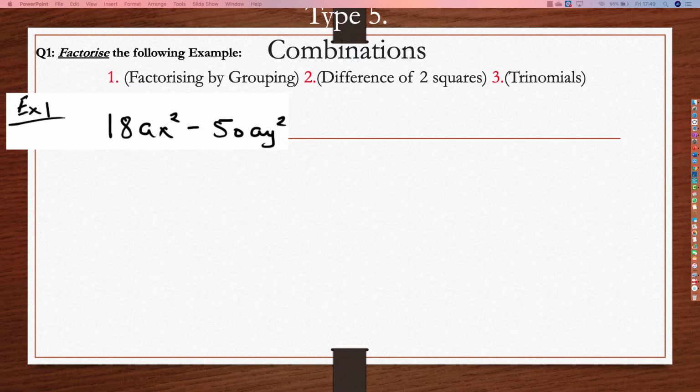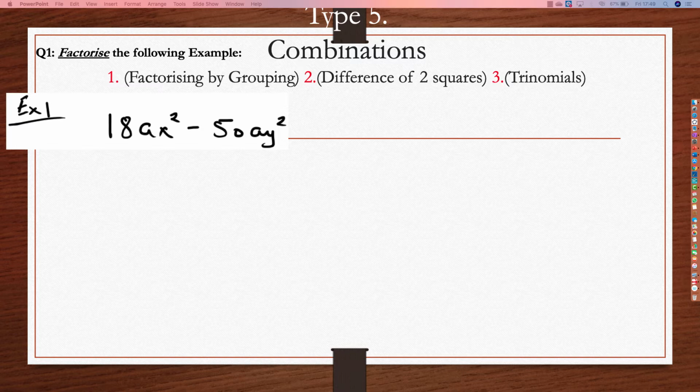For example, what you always check to do first of all is, can you take out the highest common factor out of this before you go factorizing? So it's a mixture of factorizing and more. Anyone know if we can take out the highest common factor here? 2 goes into both. Brilliant. So we can take 2a to the outside.